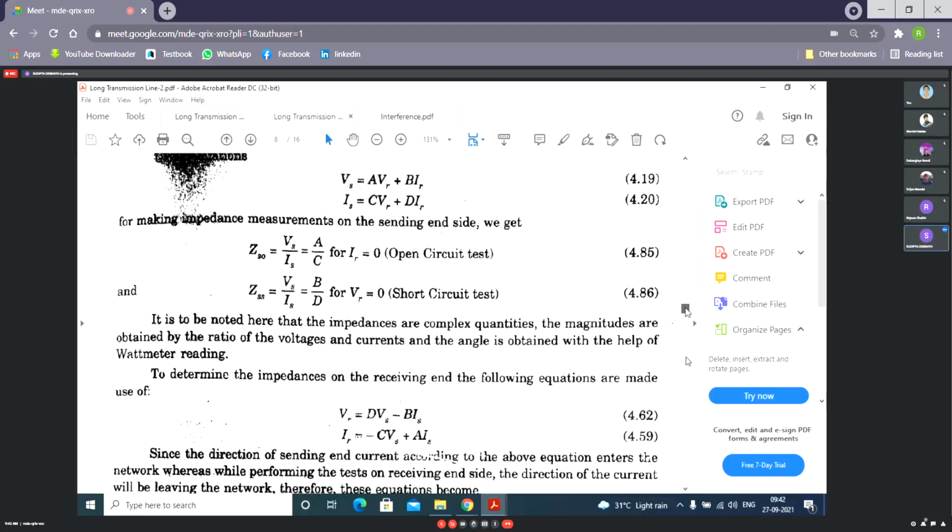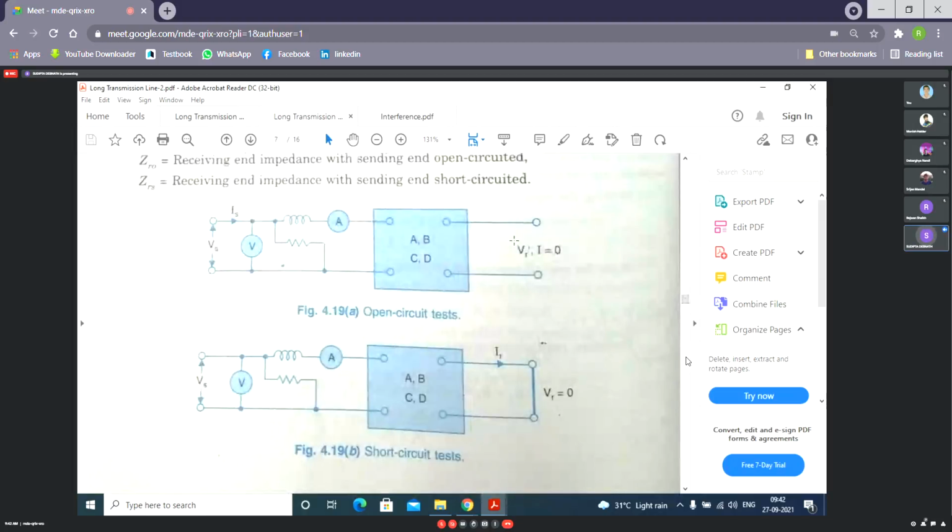Then what we do? We give the supply to the receiving end. Now we reverse it. We give the supply to the receiving end, keeping the sending end first open, then making the sending end short circuited. If we give supply here, we'll measure the receiving end impedance. Though this is not the receiving end now, we'll always term this one as S and this one as R. Whatever quantity is measured on this side, we'll call receiving end, though the supply is provided here.